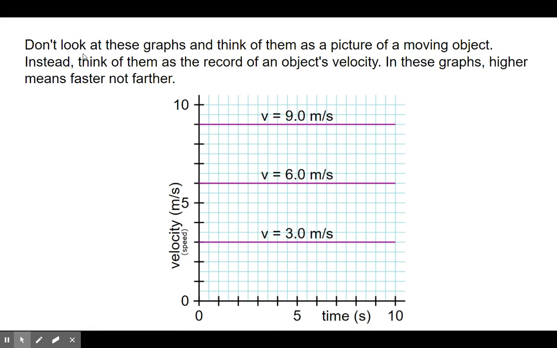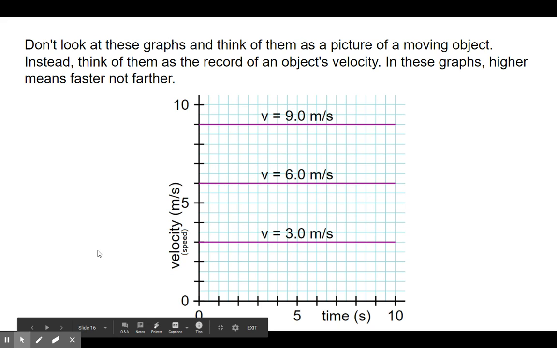Okay, don't look at these graphs and think of them as a picture of a moving object. Instead, think of them as the record of an object's velocity. Remember, velocity is speed with direction. In these graphs, higher means faster, not farther. So yesterday's higher meant farther because it was distance. But on this graph, whatever is higher up here means faster. It's the speed.